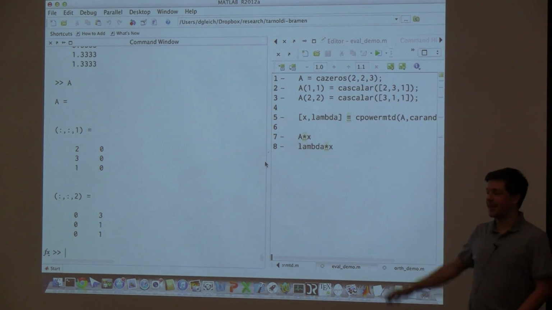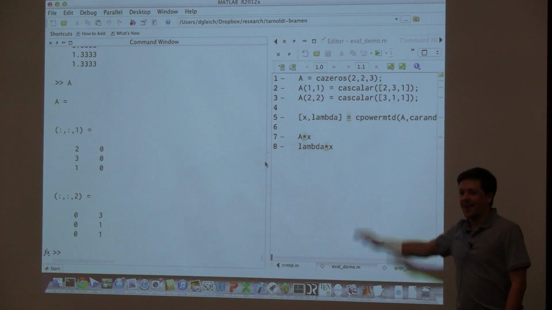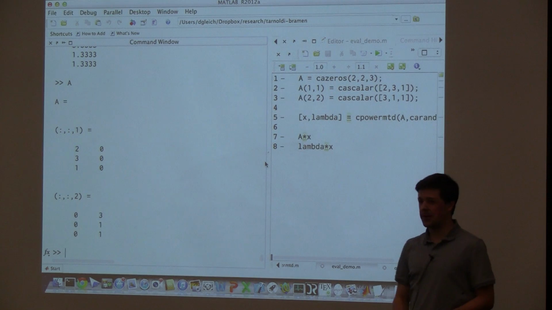So this caused us to immediately think there was a bug in our algorithm. There's no bug in the algorithm. The situation is just more complicated here.